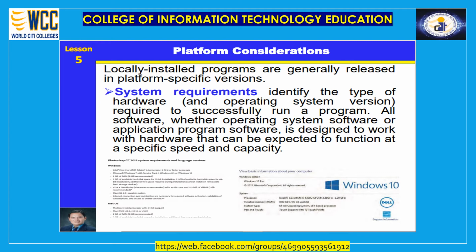For the system requirements, system requirements identify the type of hardware and operating system, of course, version required to successfully run a program. All software, whether operating system software or application program software, is designed to work with hardware that can be expected to function at a specific speed and capacity. The software vendor lists this expectation so you can determine whether your computer is compatible and meets all the requirements before purchasing the program.